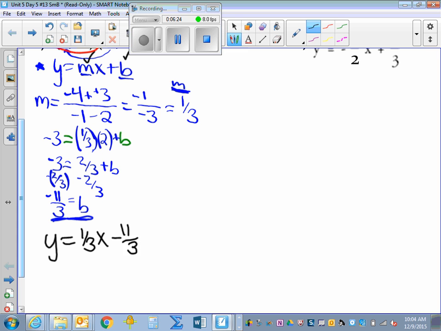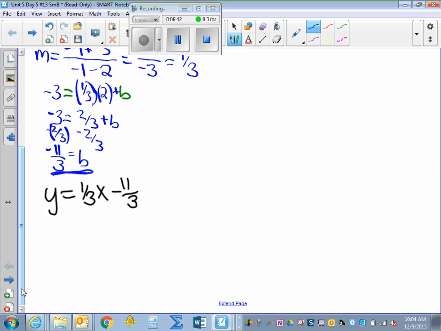Alright, here's my equation. So finally, we have an equation. We used the information we learned the first half of this unit to write an equation. Now we can move this to standard form. All right, Joe, what do you think we should do first to get this into standard form?